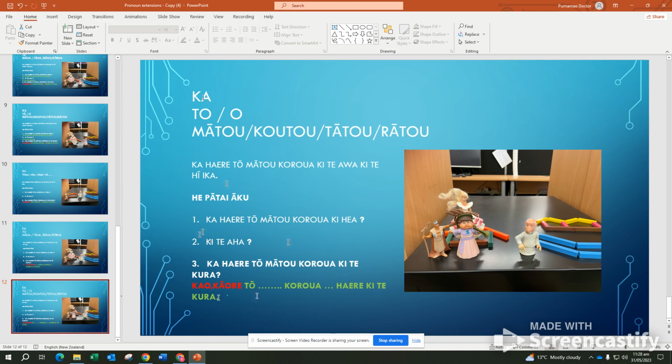Once you've got a hold of that, then we move to the next tense indicator, which is kei te. And that will be the next slide that will come up. Nō reira, koinei ngā mahi hōma. Kia ora.